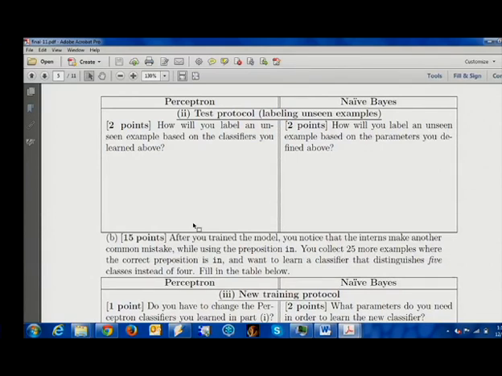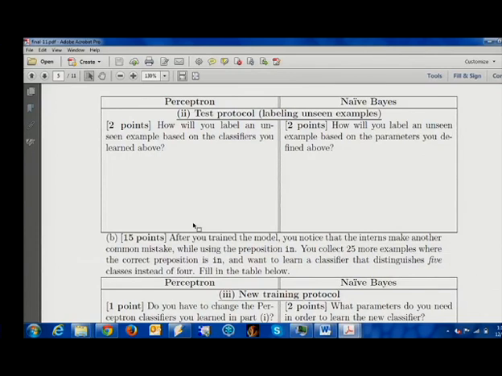Notice that what you learned before, you actually learned 4 classifiers, right? P of with, P of on, P of, the 4 prepositions that you had. What are you doing with them? Right, so you evaluate each one of them on the example and you do argmax.